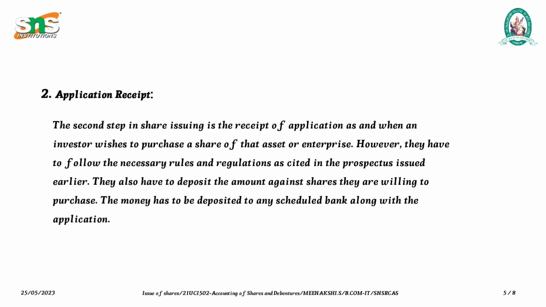The second step is application receipt. In this step, the issuing company will receive application money. However, they have to follow the necessary rules and regulations as cited in the prospectus issued earlier. They also have to deposit the amount against the shares they are willing to purchase. The money has to be deposited to any scheduled bank along with the applications. When an investor really wants to purchase a share from a company, they have to pay the application money first.